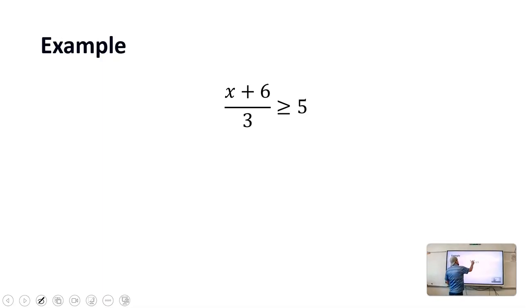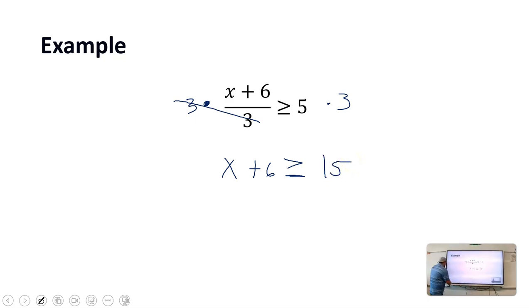Now notice, since this x plus 6 is in the numerator of a fraction, I'm going to get rid of the denominator first. So I'm going to multiply both sides by 3 for that to cancel out. And I get x plus 6. Bring down your sign, greater than or equal to. 5 times 3 is 15. All right, now we just keep going forward. This is now just like a one-step equation. We're going to subtract 6 from both sides. And I get x is greater than or equal to 15 minus 6, which is 9.